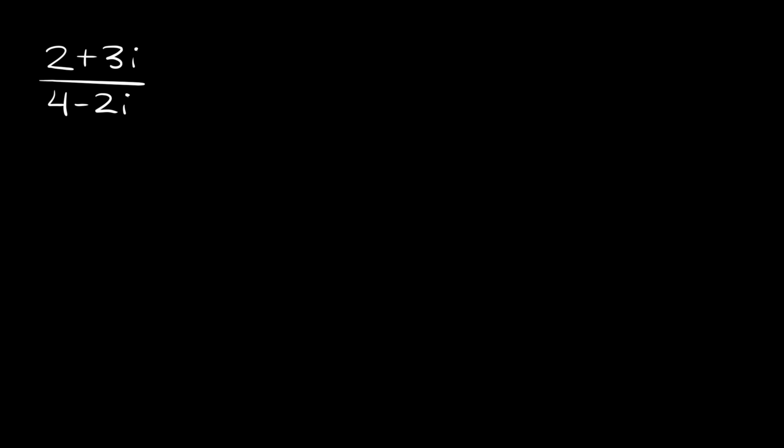All right, so we want to convert this to standard form. Now, if you don't remember, standard form looks something like a plus or minus b times i, where a and b are just numbers and i is your imaginary number. Okay, so in order to turn this into something like this, we need to multiply by the conjugate. All right, what does that mean?